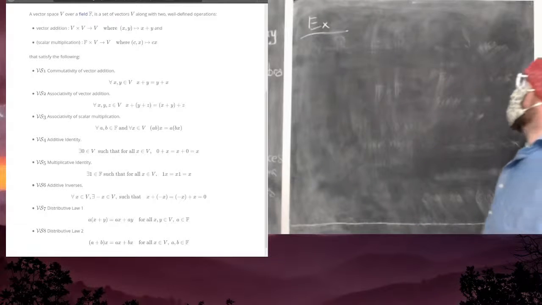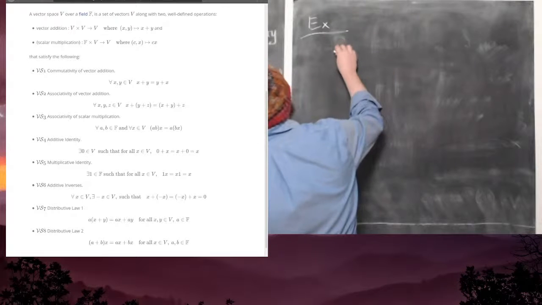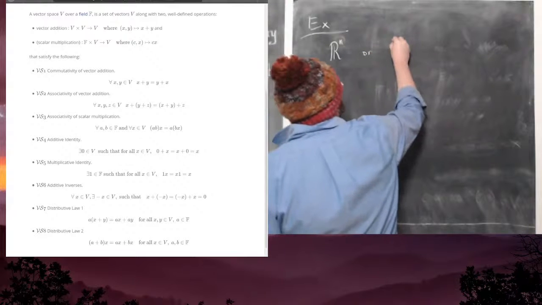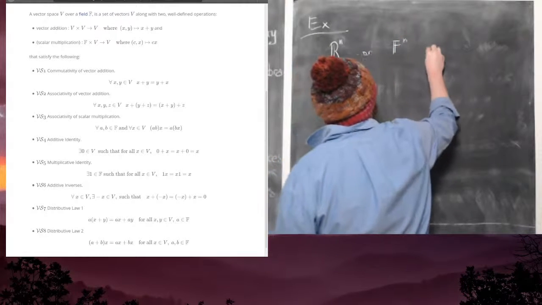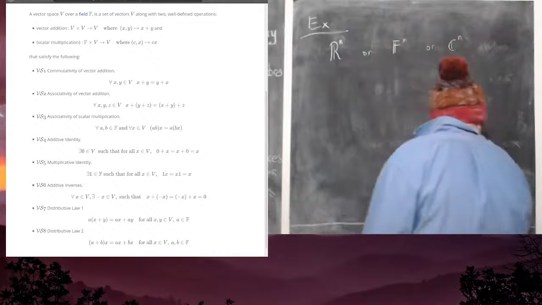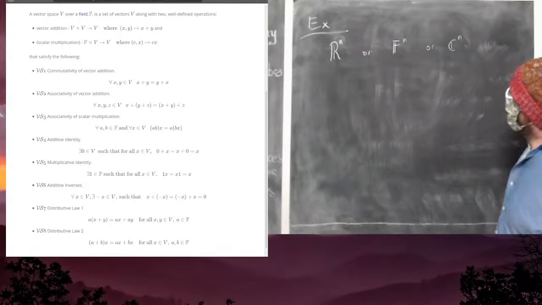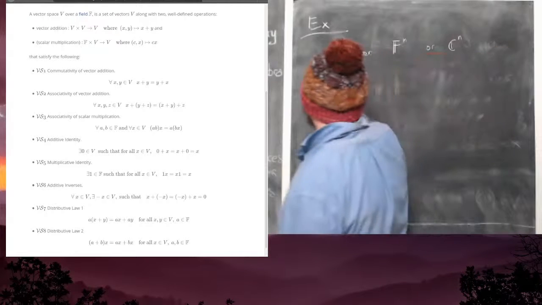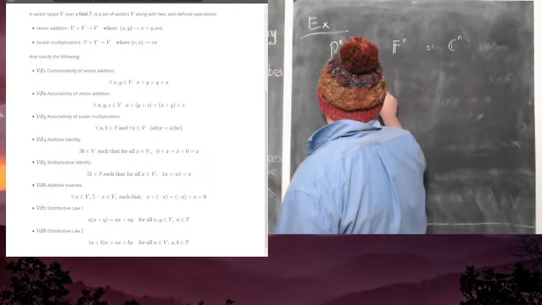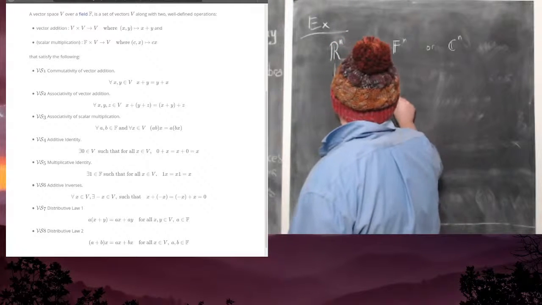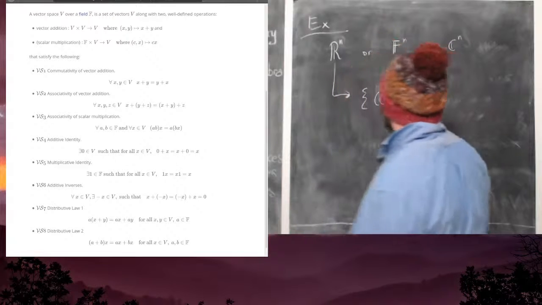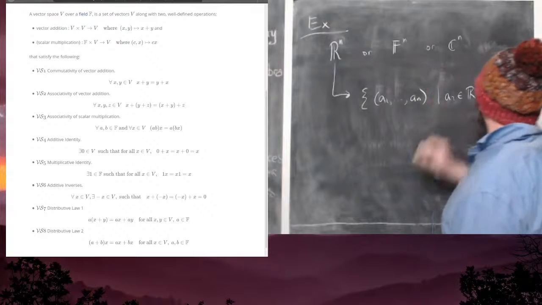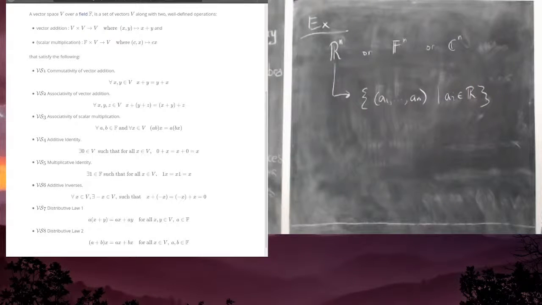The next set of examples is just the good old tuples. So Rn or Fn or Cn, these higher dimensional vector spaces. So what is this? This is the set of all n-tuples (a1, ..., an).